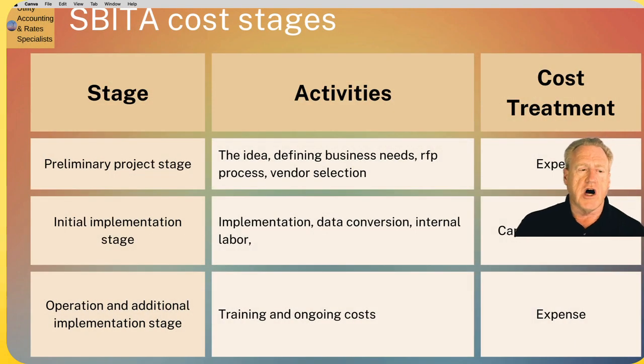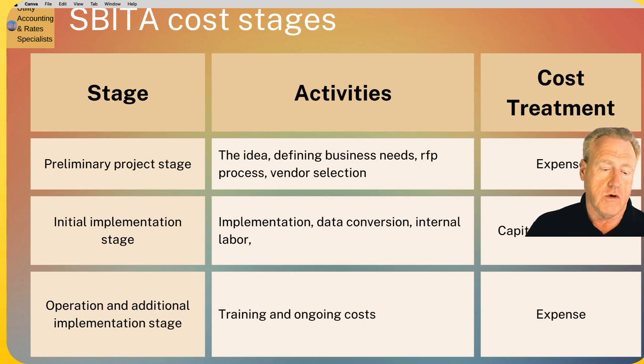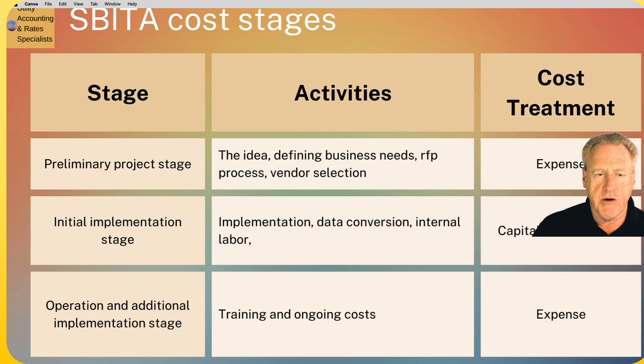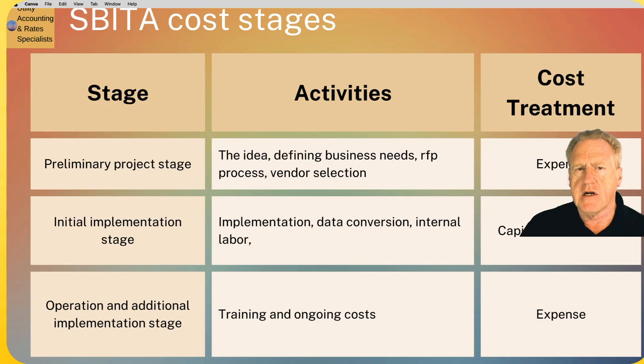Well, all those involve costs, and these costs are separated into various stages. Now, you might remember a grid like this when you were looking at GASB 51, which is really old in accounting terms, and it had these same items on there: the preliminary project stage, the initial implementation stage, and the operation and additional implementation stage. And you might recall GASB 51 is for intangible assets, and software fell under that area. But at the time, cloud arrangements weren't very common because the internet wasn't as robust as it is now.